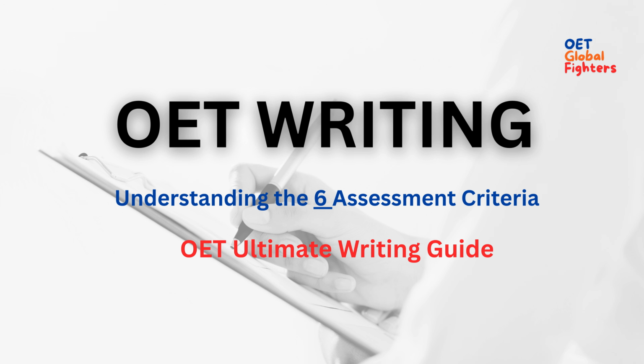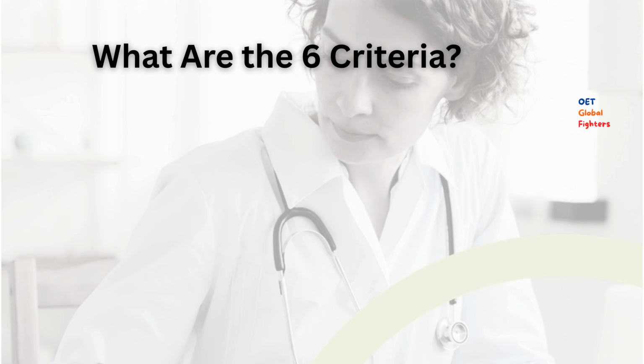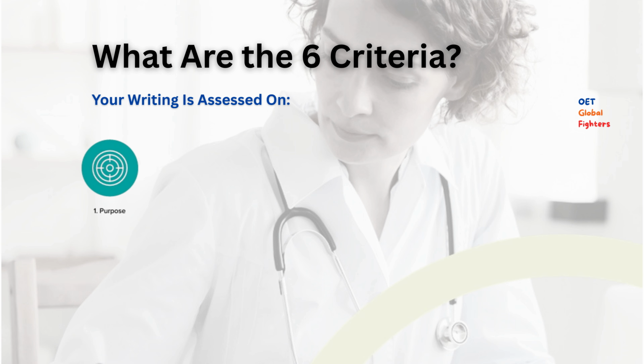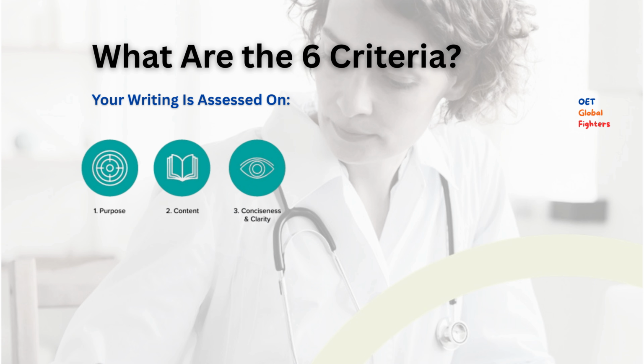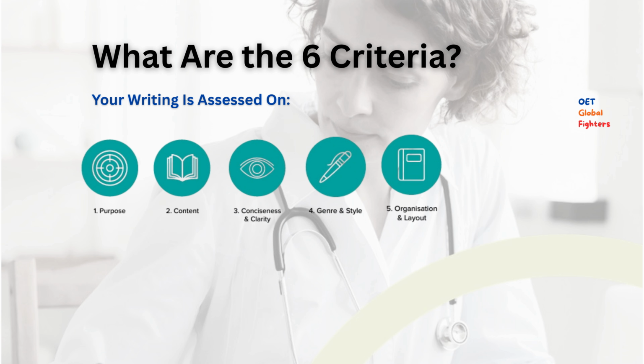In today's lesson, we're going to talk about something that I really want every OET candidate to understand before they spend hours and hours practicing writing, and that is the OET Writing Assessment Criteria. Now, I know what you're probably thinking. Okay, I already know the 6 criteria. Maybe you've seen them many times. Purpose, content, conciseness and clarity, genre and style, organization and layout, and language.